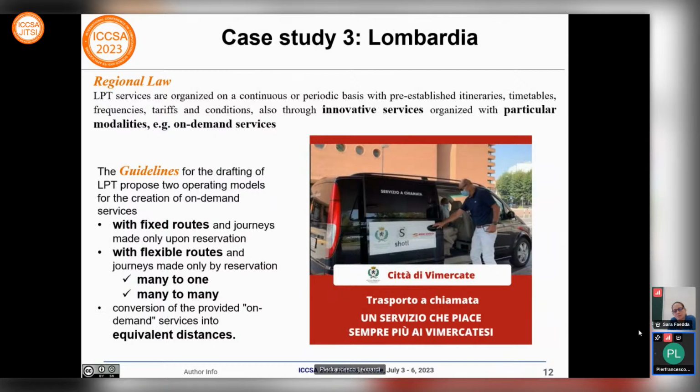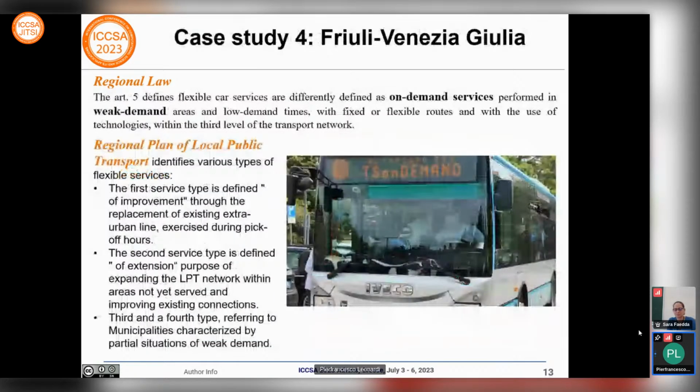Finally, for the fourth case study, the flexible services are defined as on-demand services performed in low demand areas and times of low traffic, with fixed or flexible routes, and with the use of technologies. Low demand areas are defined by the regional local public transport plan. The report identifies various types of flexible service.